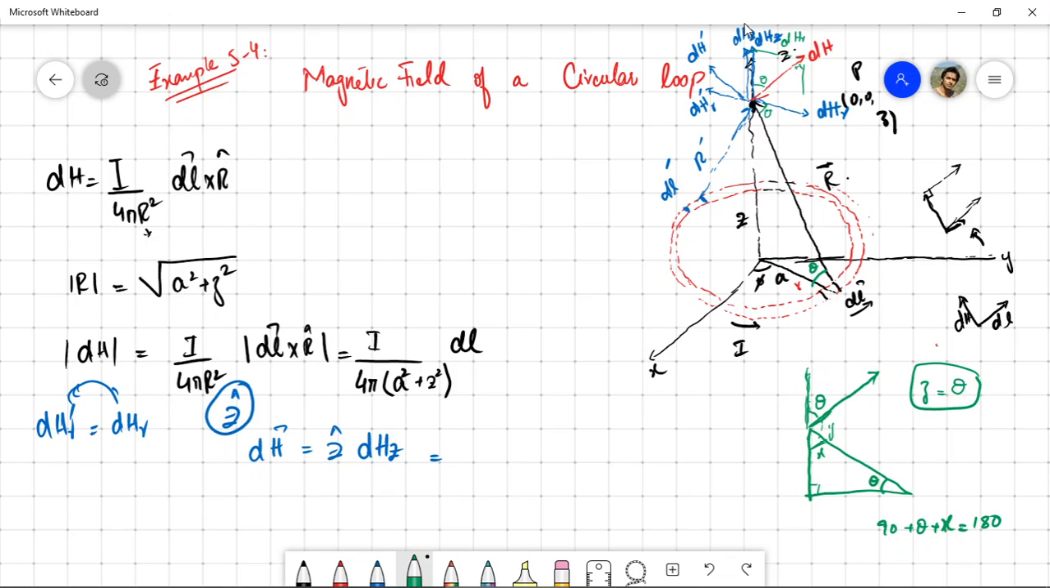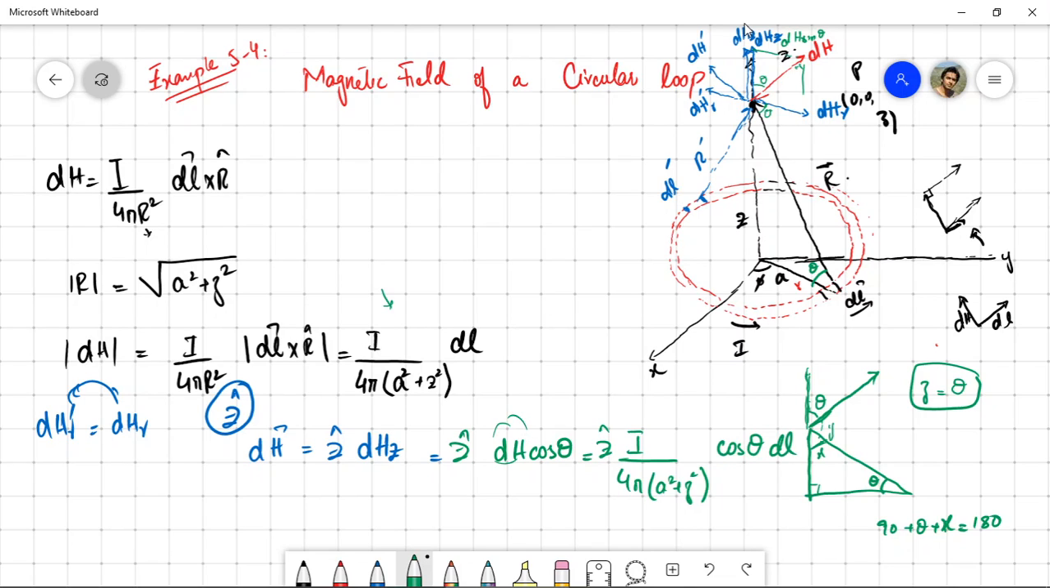So if this is the angle theta, that means that dhr is basically going to be dh sine theta, and dhz is going to be dh cos theta. So z hat dh cos theta. Once again, we'll put the value of dh. This is basically the magnitude, so we have calculated the value of magnitude, I over 4 pi times a square plus z square, and then here we have cos theta.